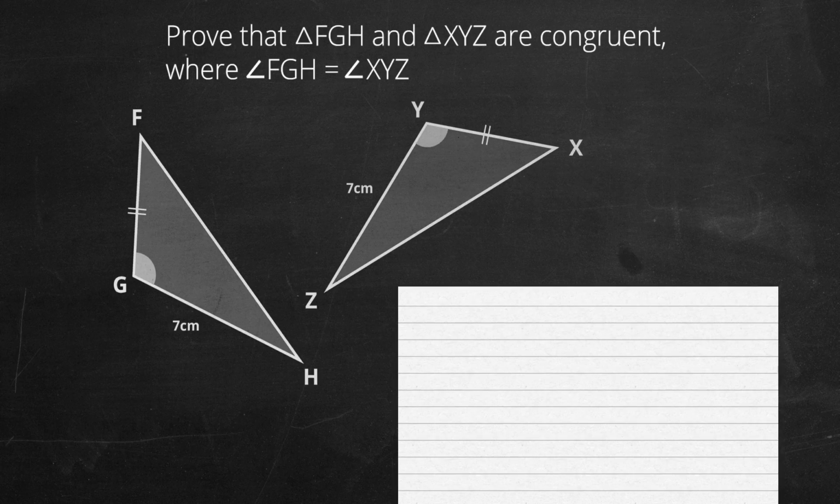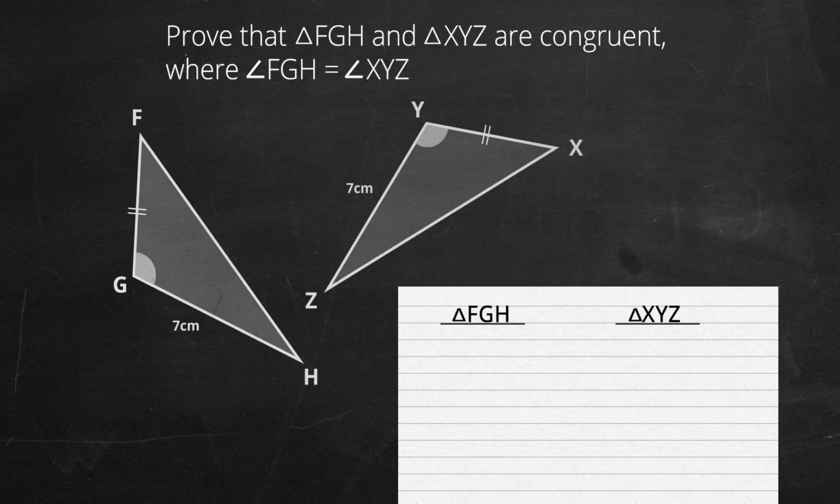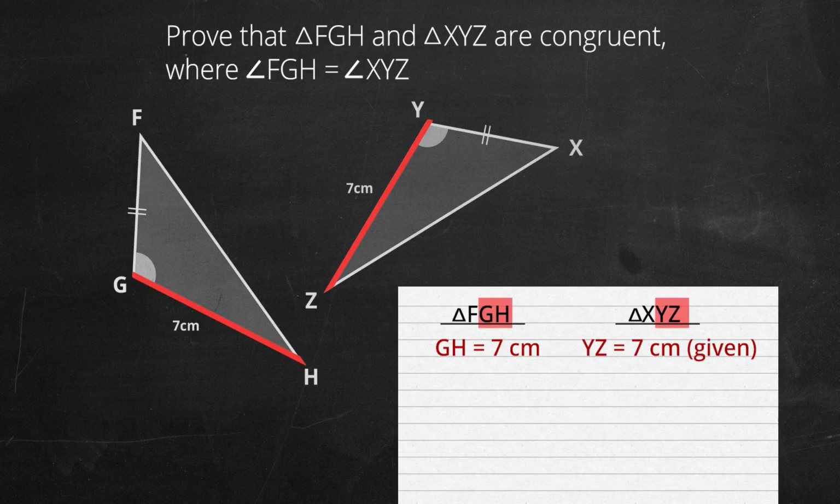Let's look at our first problem. We have two triangles, FGH and XYZ, with these lengths and angles. Our task is to prove that the two triangles are congruent. This means we need to identify a set of properties to explain why triangle FGH is congruent to triangle XYZ. How do we start? Well, let's first consider what information we are given. We know that the length of GH is 7 centimeters, and the length of its corresponding side, YZ, is also 7 centimeters. So, one pair of the corresponding sides is equal.